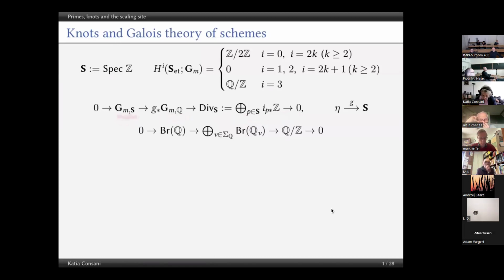And then you move to H2 of spec Z with coefficients in G_m, which is written here. And the vanishing at this point requires further knowledge of number theory, global class field theory, in the way I've written here. So there is a short exact sequence of Brauer groups. Brauer groups are the second cohomology in this particular setup, described as the H2 of this image. So this is the Brauer group for Q.